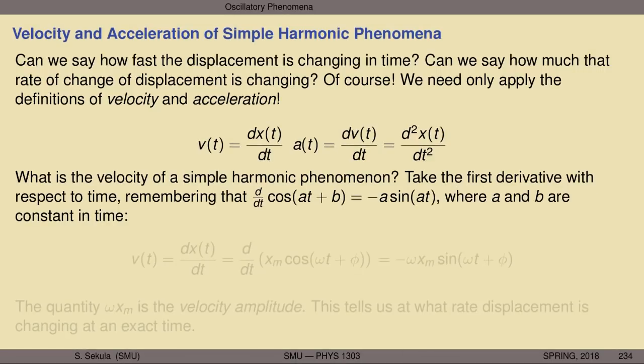Before we do that, let's remember some features of the time derivative of the cosine function. If I have cosine of some number a times time plus some number b, where a and b are constant in time, the derivative of the cosine of a t plus b will simply return negative a times the sine of that same argument, a t plus b. And again, remember, a and b are constant in time, so t is the only thing here that depends on time. And this is just an application of the derivative.